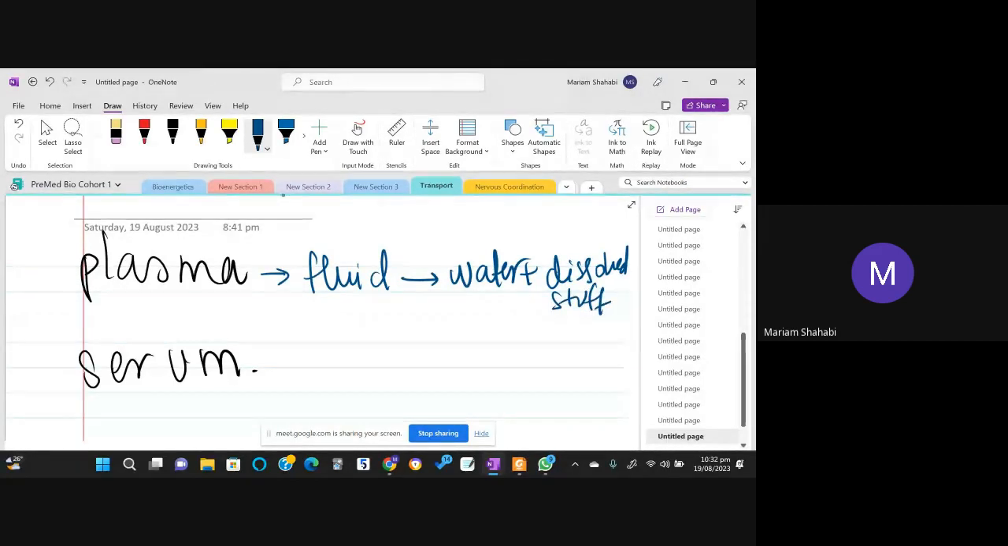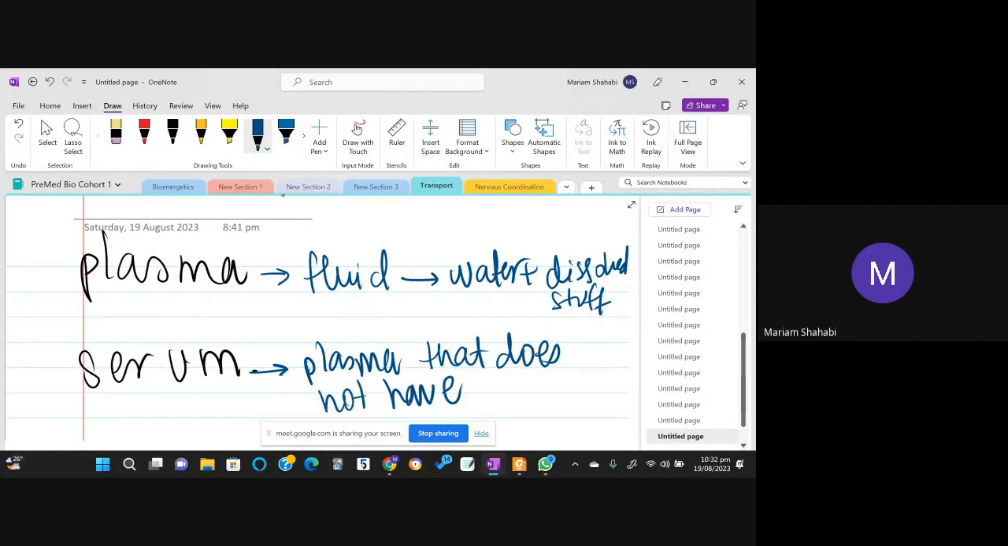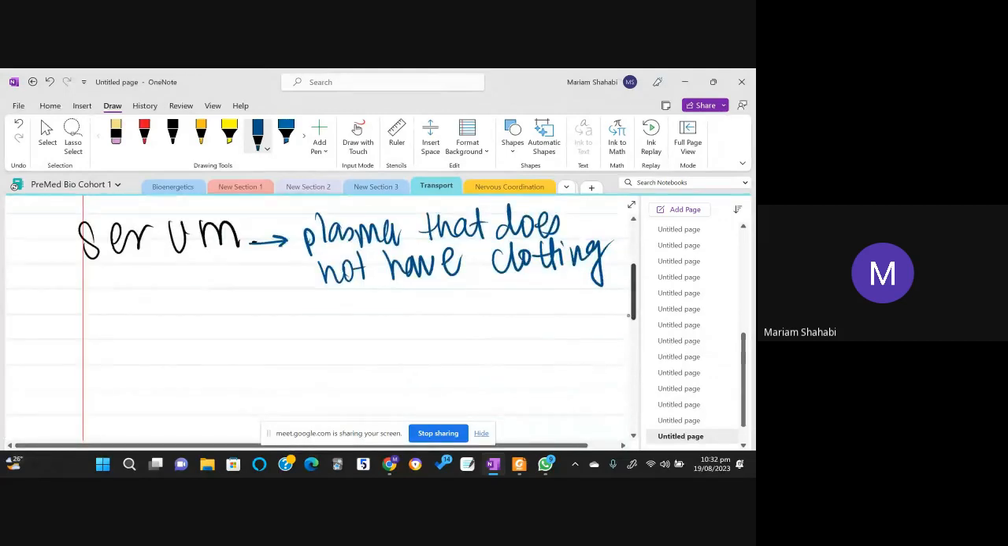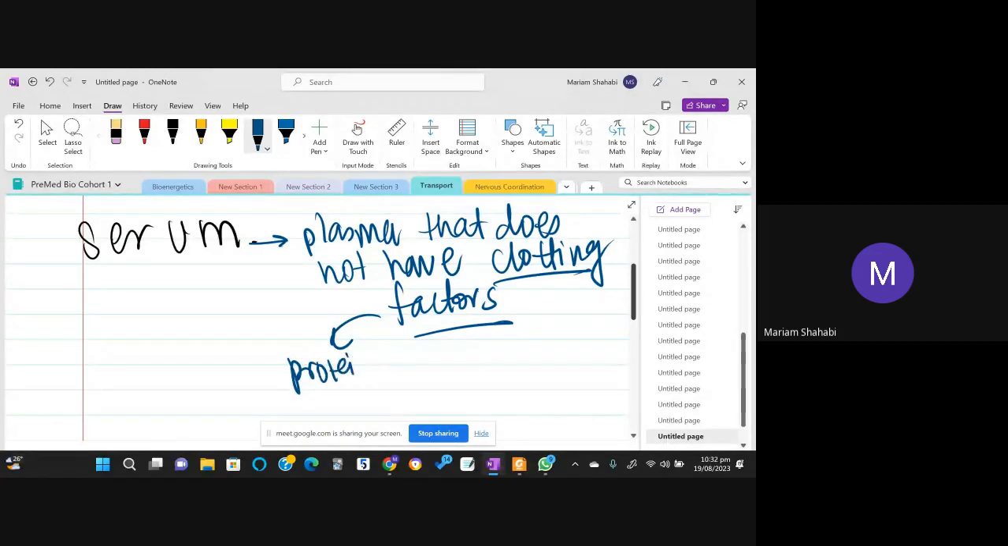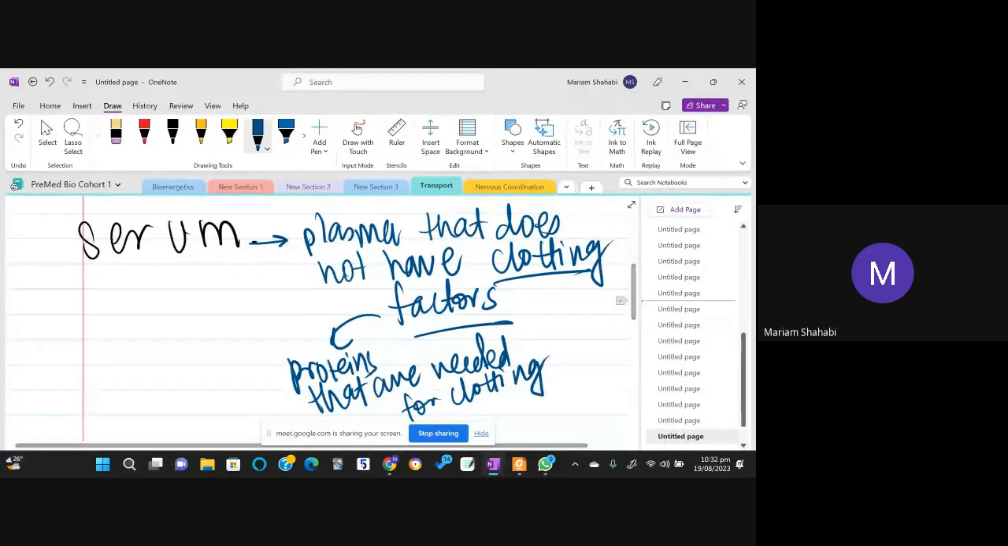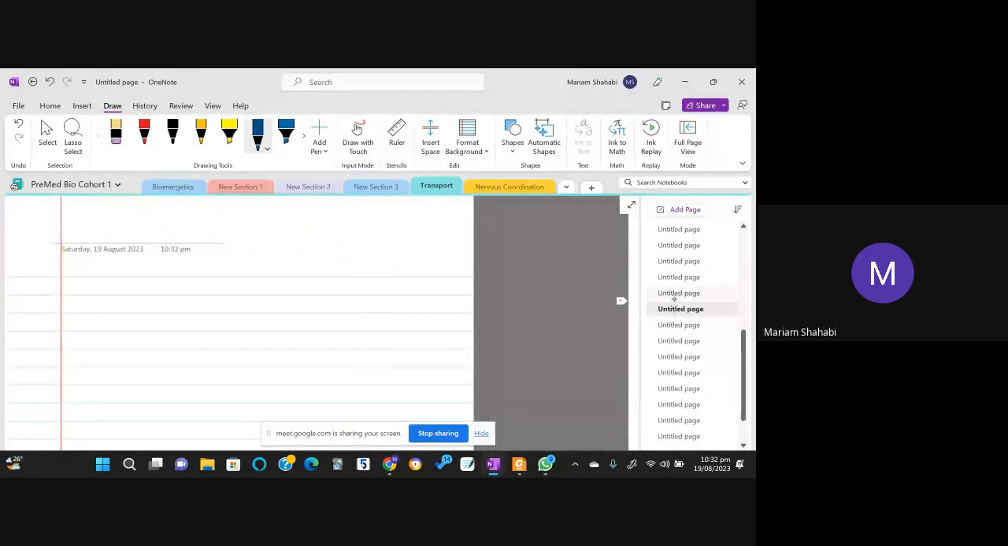अब serum क्या है? Serum is plasma that does not have clotting factors. Just remember this, कि plasma that does not have clotting factors. Clotting factors are basically proteins that are needed for clotting. That is just something I wanted you to know.